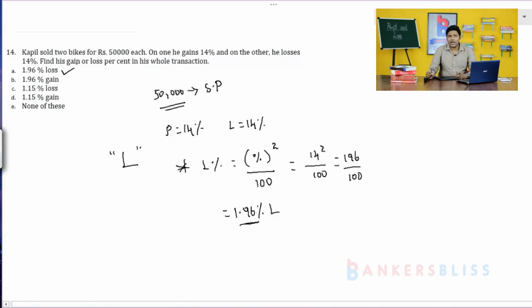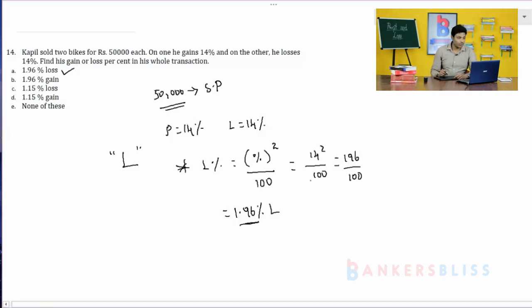Don't panic. Directly implement the formula, but before implementing it you have to be very careful whether they have given the cost price or selling price. Get that confirmed, and only after that implement the formula. If they give you the selling price and the loss percentage and profit percentage are equal, then you apply this formula. Otherwise you are going to end up with a no loss, no gain condition.